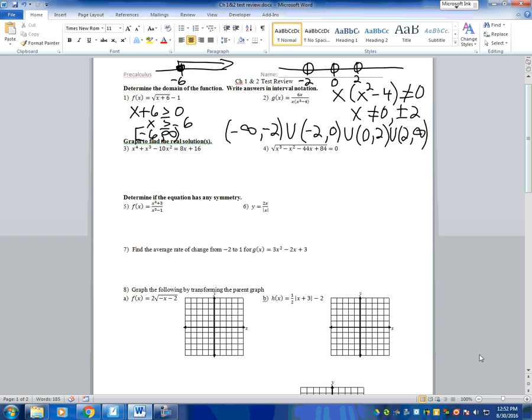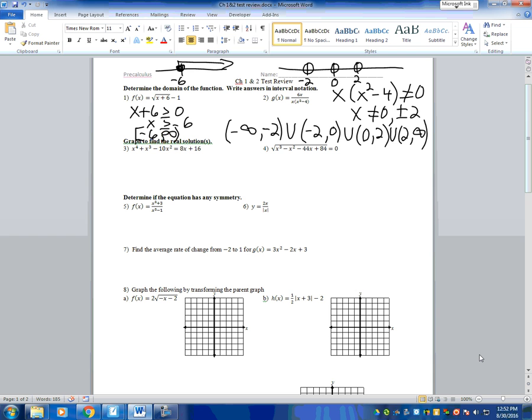I know. So, just to review here, for my domain, I set what's under the radical greater than or equal to 0, because it can be 0. Solve for x and then translate that to interval notation. Here, I set the bottom so it cannot equal 0. Find the values it cannot be, otherwise it will equal 0, and then break it into your interval notation. So there it is.